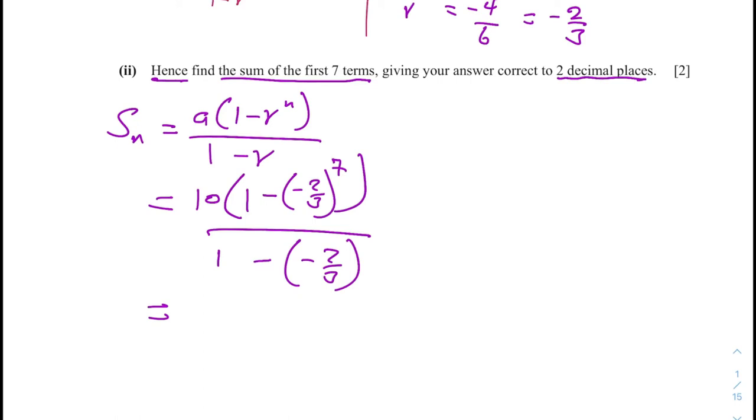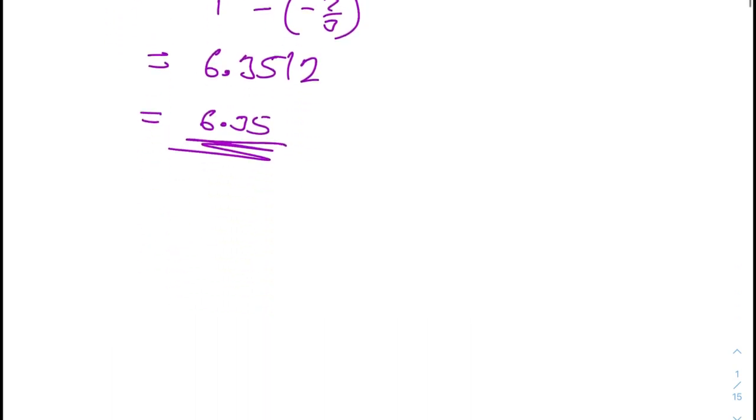So that's 10 into bracket 1 minus bracket negative 2 over 3 to the power 7, all over 1 minus bracket negative 2 over 3. So that's 6.3512, but they said they want 2 decimal places, so 6.35. All right, and then we end here. So that's it.